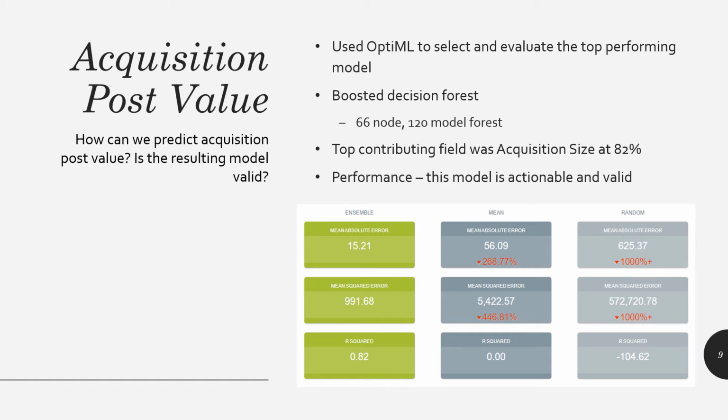In looking at the evaluation metrics, we can see that this model performed very well, with an R-squared value of 0.82. This indicates that the model explains 82% of the variation in the dataset. Additionally, the mean error values for this model were significantly lower than they were for mean and random decision-making models. I would be comfortable using this predictive model in practice.